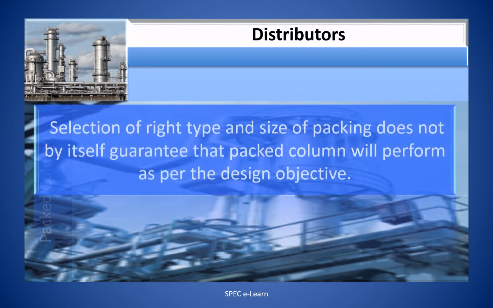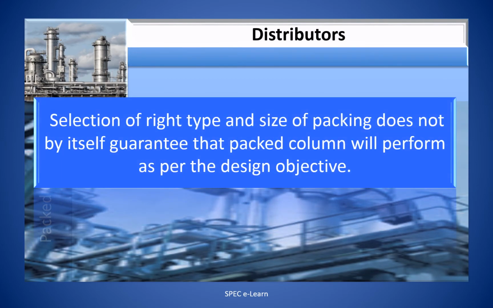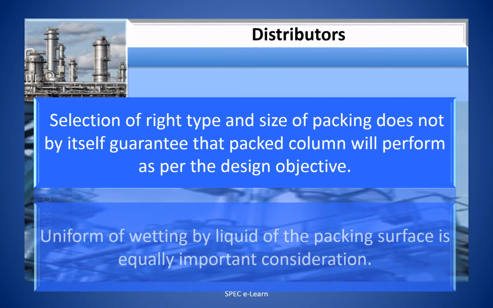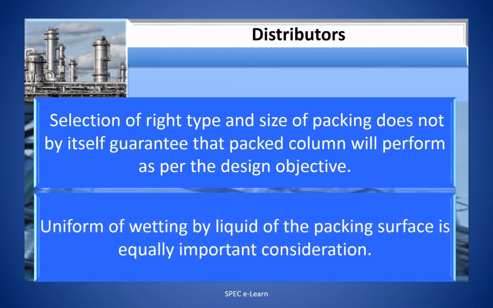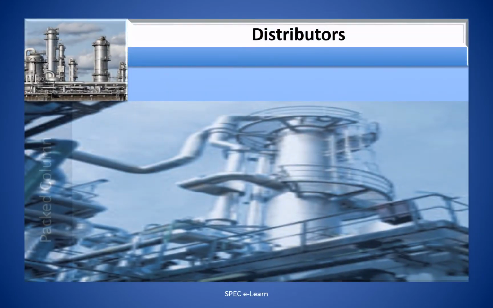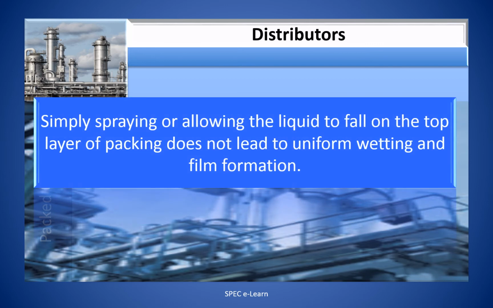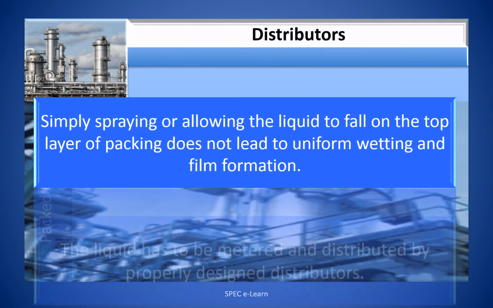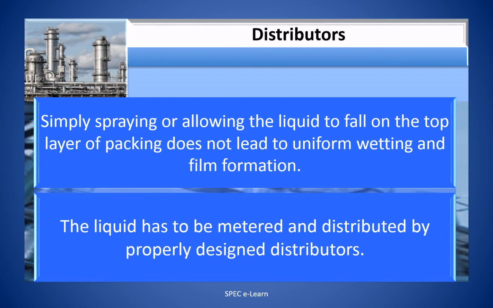Selection of right type and size of packing does not by itself guarantee that the packed column will perform as per the design objective. Uniform wetting by liquid of the packing surface is equally important consideration. Simply spraying or allowing the liquid to fall on the top layer of packing does not lead to uniform wetting and film formation. The liquid has to be metered and distributed by properly designed distributors.